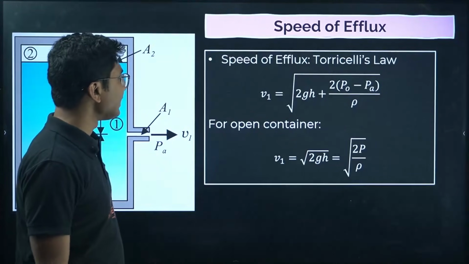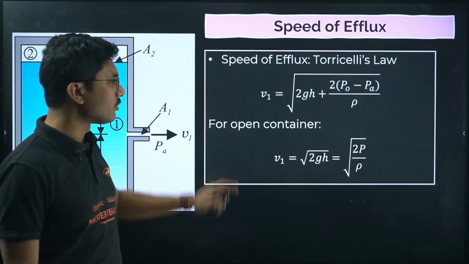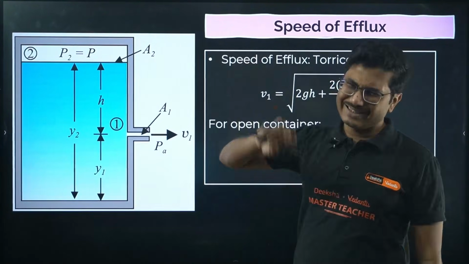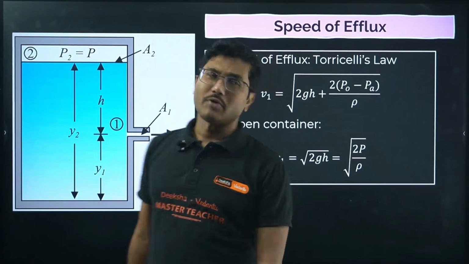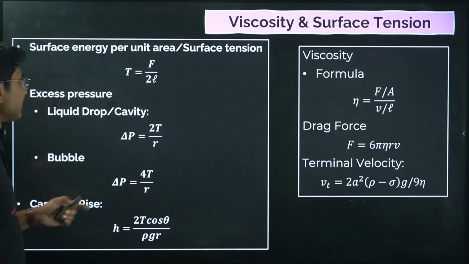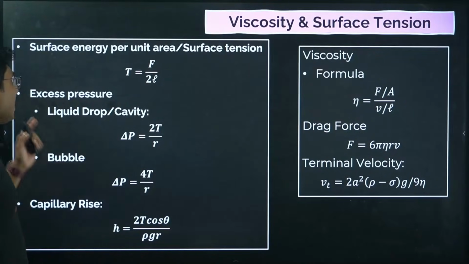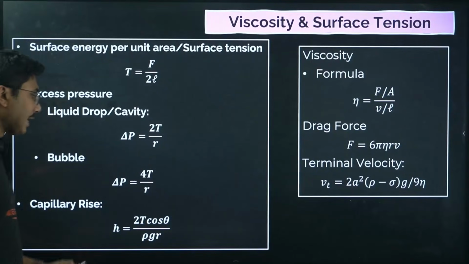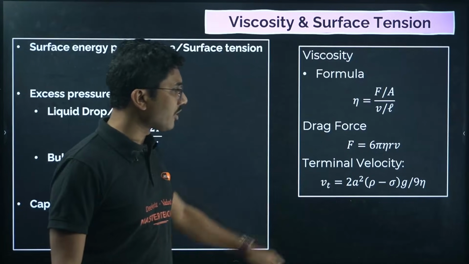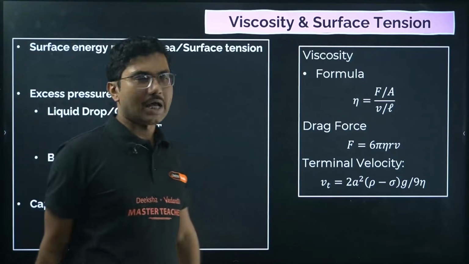Properties of fluids, again on a single page. Based on this we have seen questions in KCET, so this is also important. And for an open container, how does it vary. The derivation generally does not come in your PU1 exam, but the formula is important for your future use. Next, viscosity, surface energy per unit area, which is also called surface tension, excess pressure, bubble, capillary rise, all the formulas are listed over here. Formula for viscosity, drag force, terminal velocity, these are all important formulas, maybe not now but in the future as well.